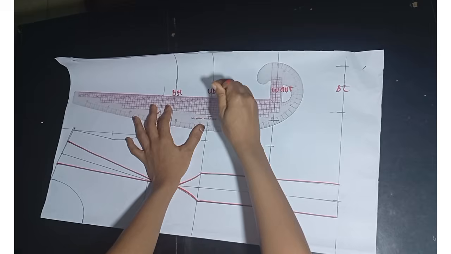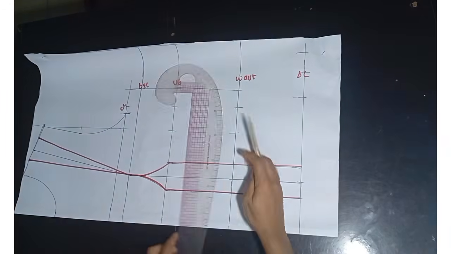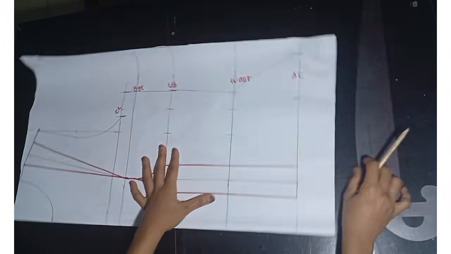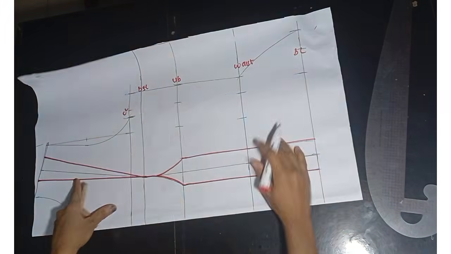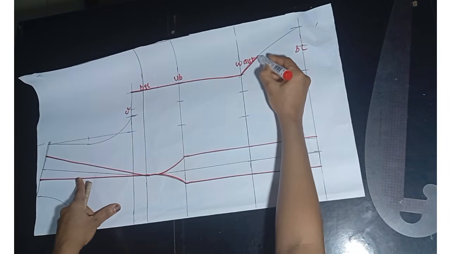Next, I'll go ahead to place my ruler and I'm going to connect my pattern starting from the bust to the under bust, from the underbust to the waist and from the waist to the hip or blouse length point. And I'll go ahead to outline with my marker.